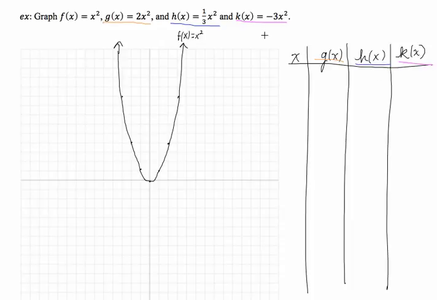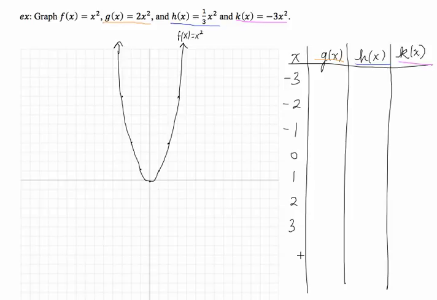Okay, let's choose some x values here. And let's go from left to right. Now none of these are shifted left, right, up, or down. So we can just go with our simple x values of -3, -2, -1, 0, 1, 2, and 3. That should be enough points to plot all of these. If we need more, we'll just add in some more down here at the end.